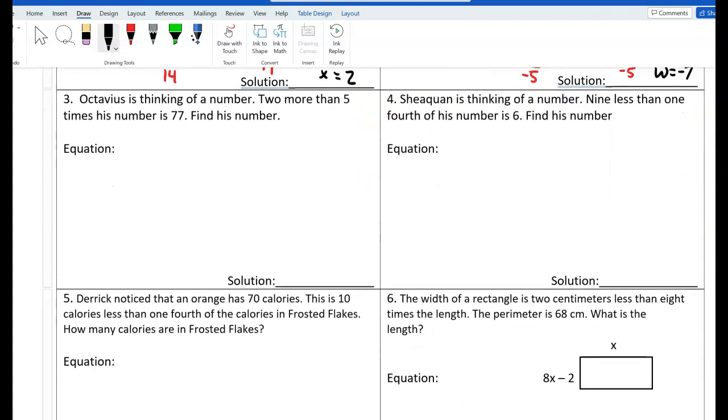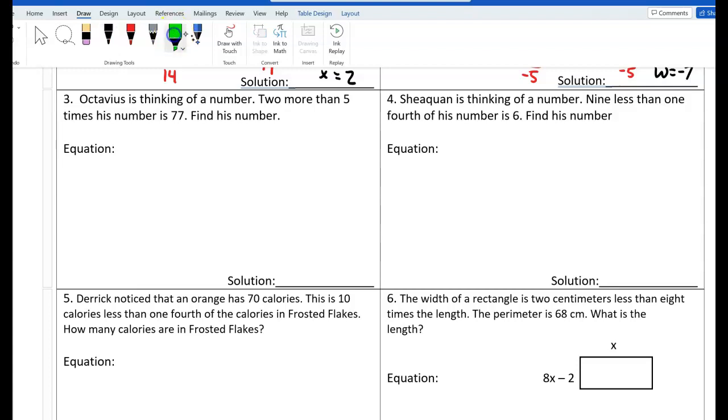The rest of these problems you're going to notice is a whole bunch of word problems where you're going to have to develop an equation, and then you might have variables on both sides, you might have variables on the same side, but then you'll have to start to solve. So let's try number 3. Octavius is thinking of a number. 2 more than 5 times his number is 77.